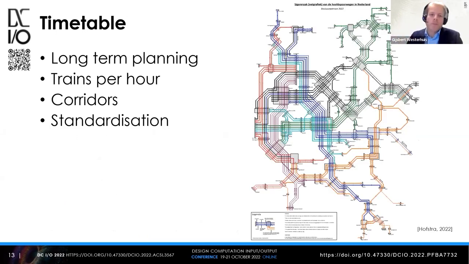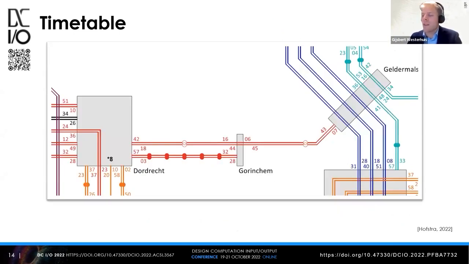All in all, the timetable and the infrastructure are really in this graph, as you see here. This is the long-term planning for 2022, this year, of the Netherlands, and it depicts each train per hour in corridors. Each color is a certain corridor, cities connected between each other. And as I just said, every hour is the same. So it's standardized. And you see that here.